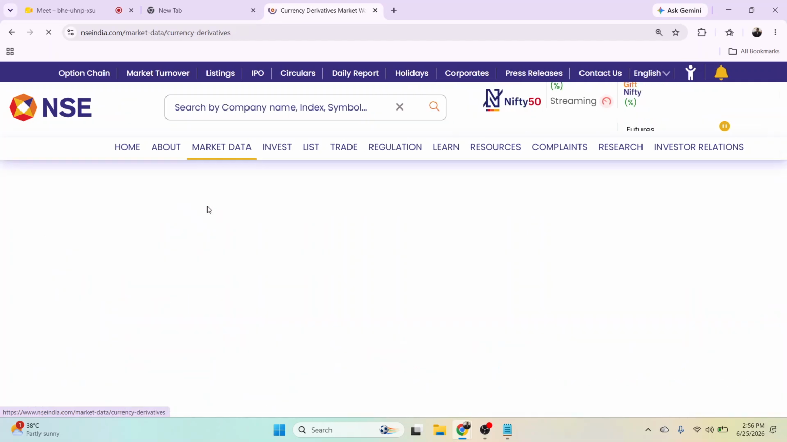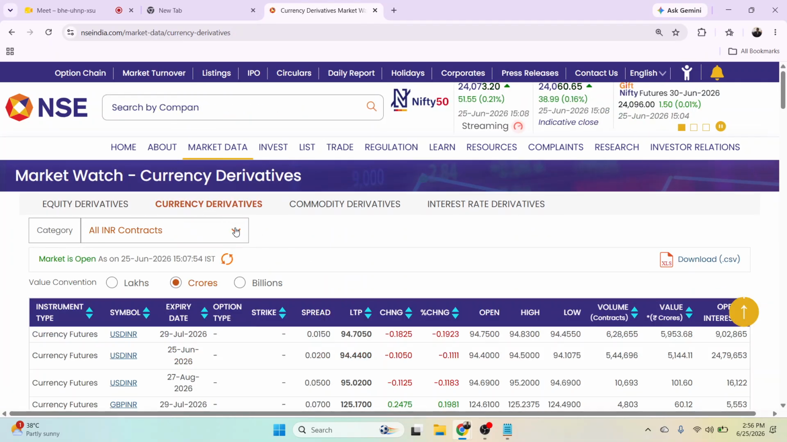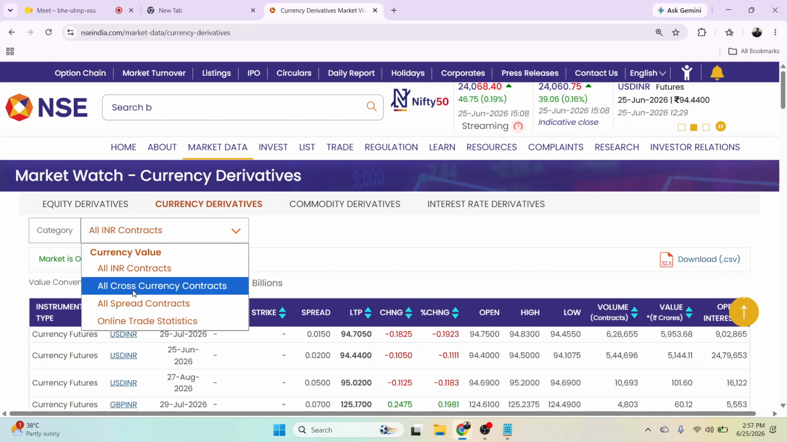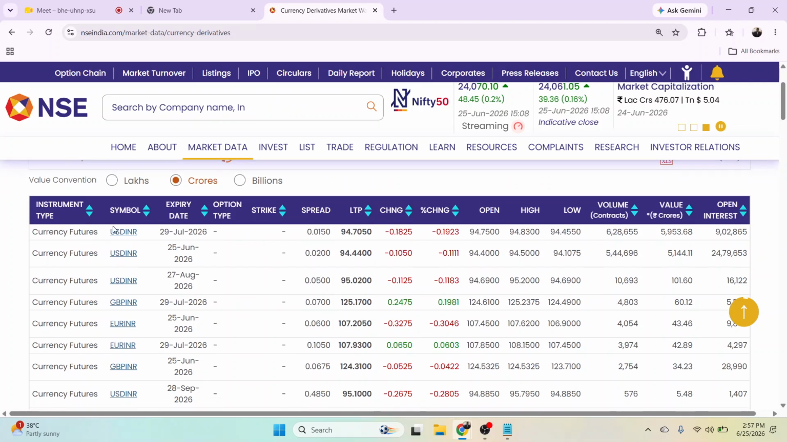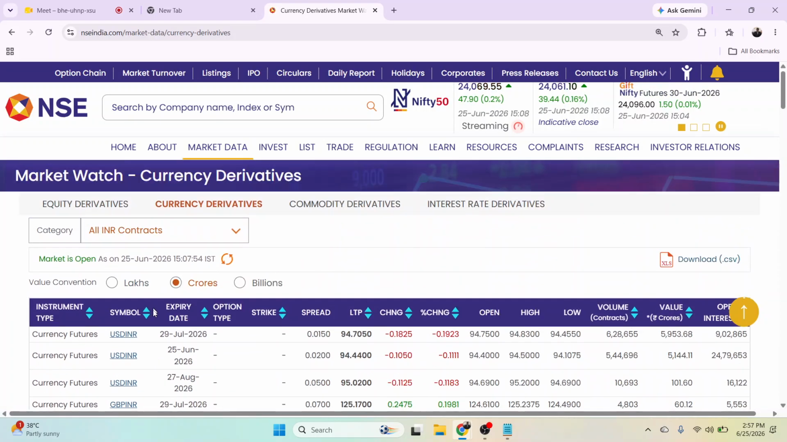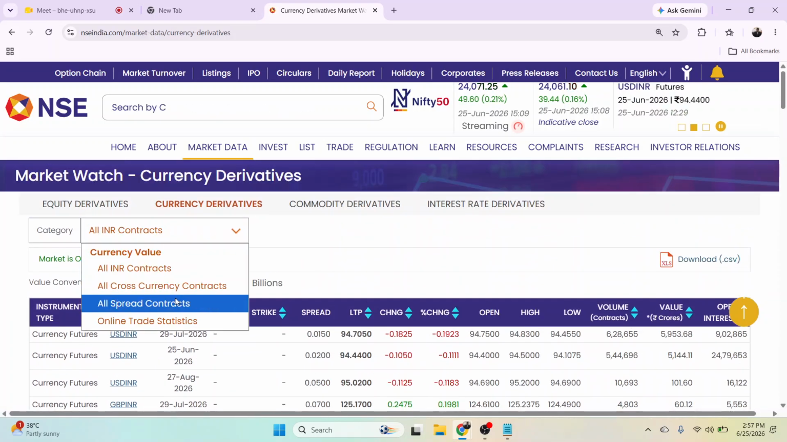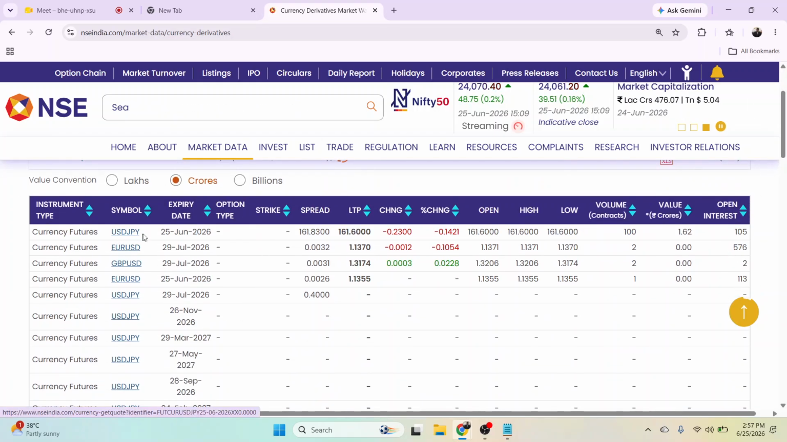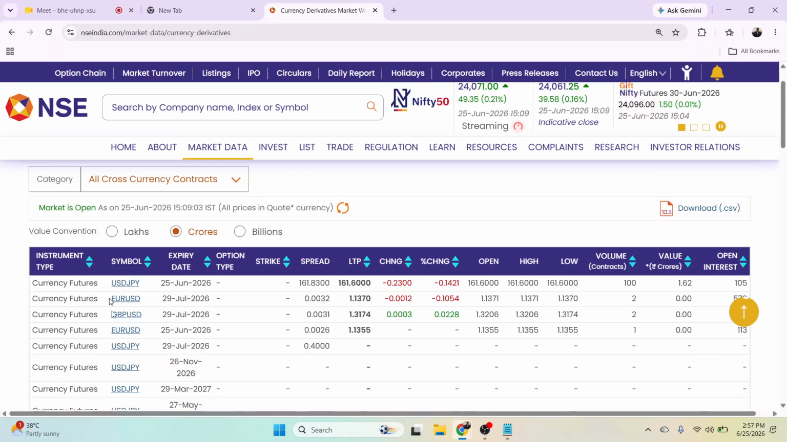For the currency derivative, these are the currency derivative options we have. These are the Indian contracts and these are the cross currency contracts. In Indian contracts, we have USD INR, Pound INR, Euro INR, and Japanese Yen with INR. These are the pairs with Indian currency. And these are the cross currency trades: USD to Japanese Yen, Euro USD, Pound USD, and so on. On every contract, we can see there is an expiry date, and there is different kinds of data available.